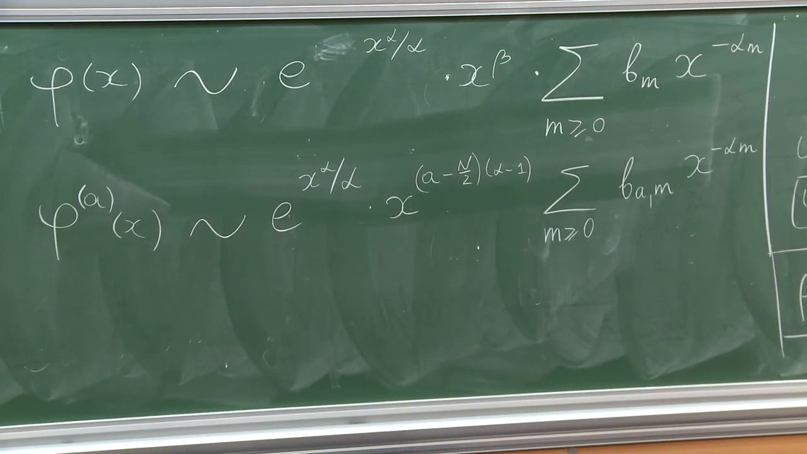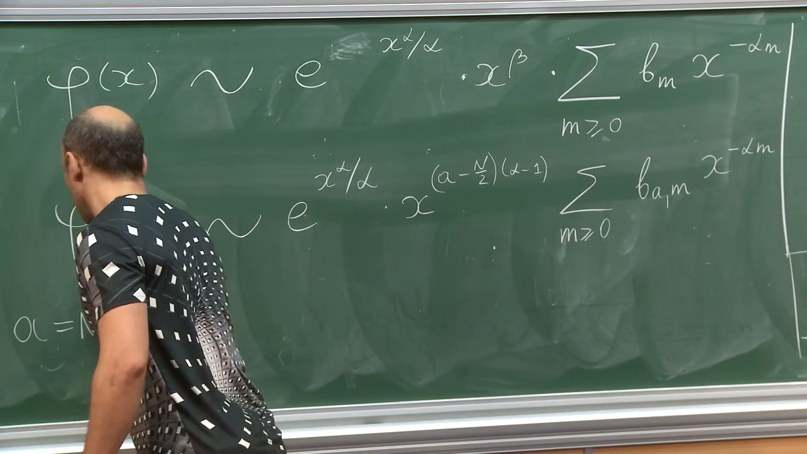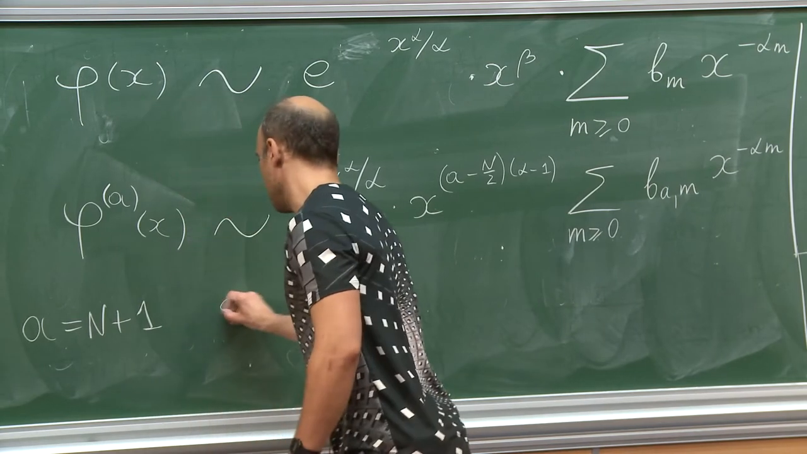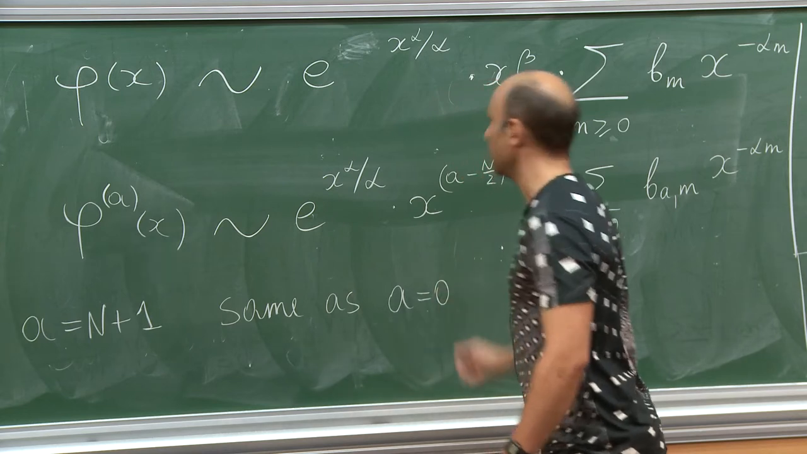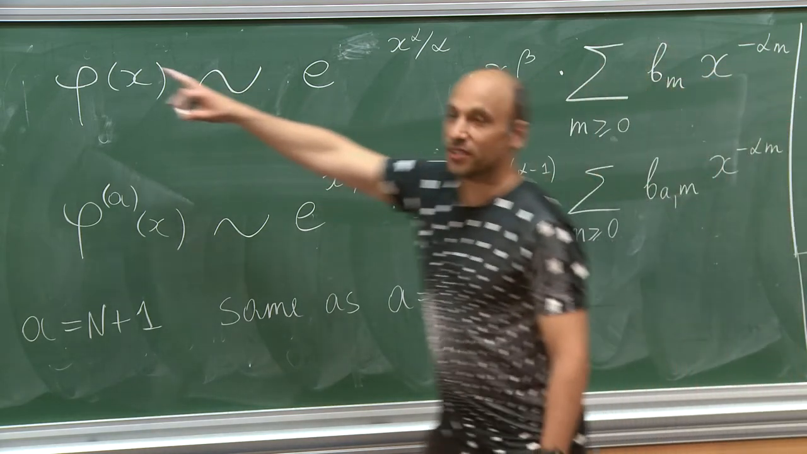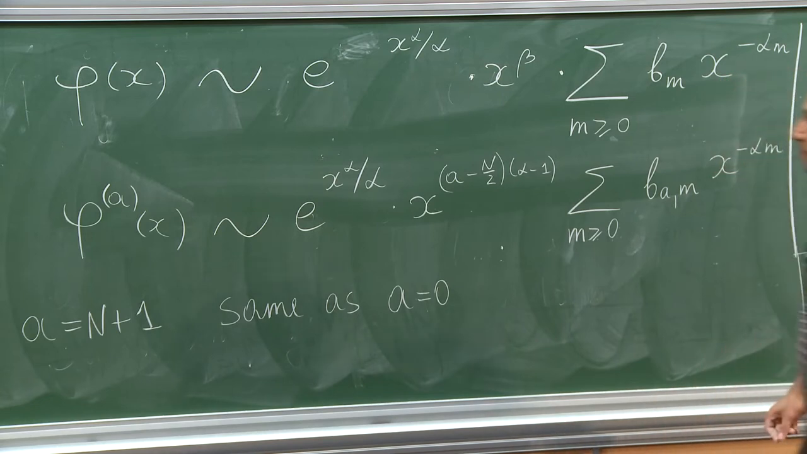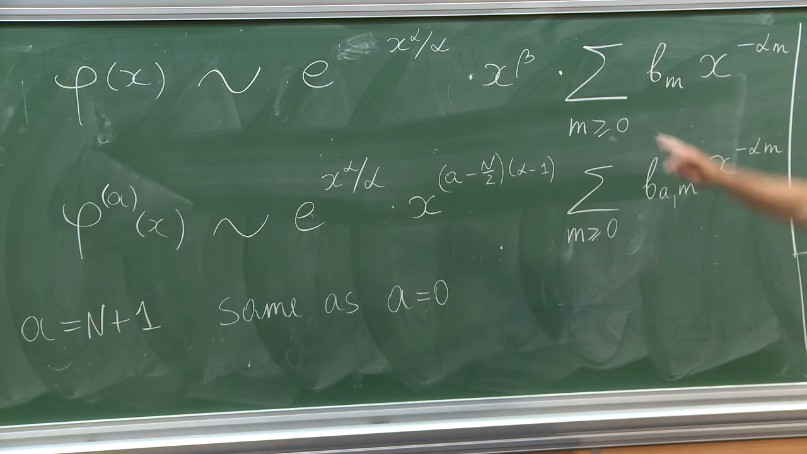So we actually found that if you take a equals n plus 1, that's the same as a equals 0, because of the differential equation. If you differentiate n plus 1 times, you get back to phi. So we have found n power series, or n series of coefficients, b_{0,m}, b_{1,m}, b_{2,m}, up to b_{N,m}. So these are n power series.